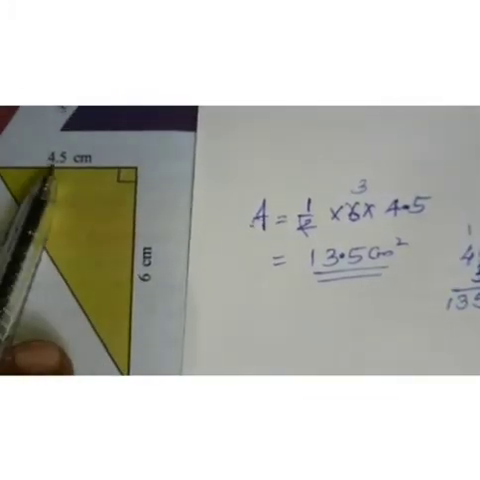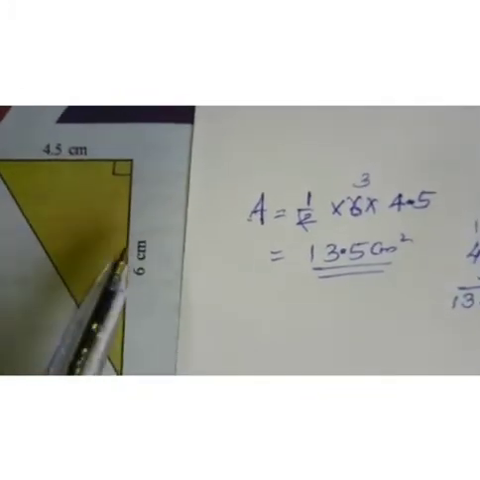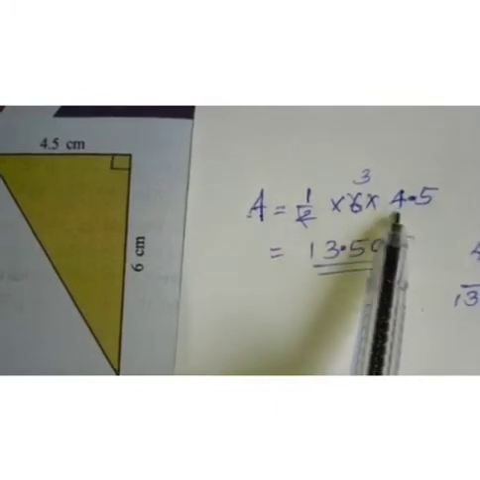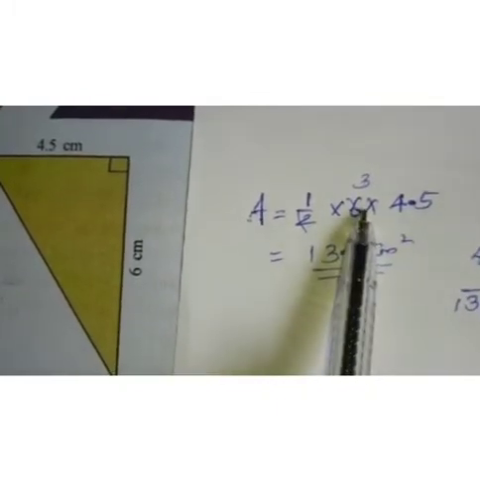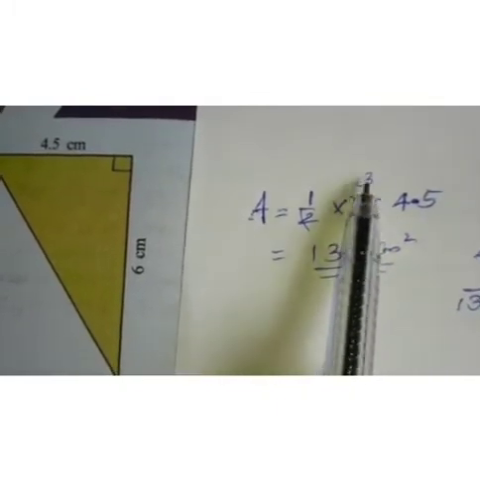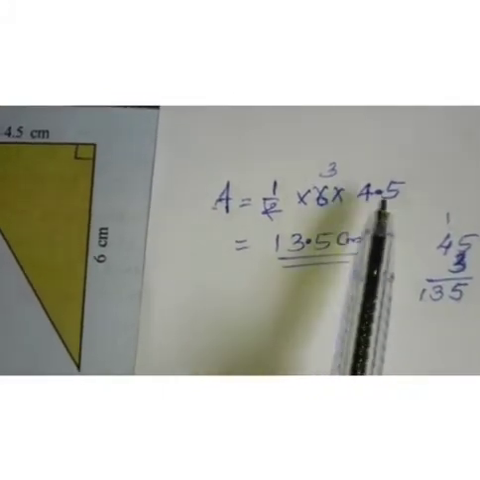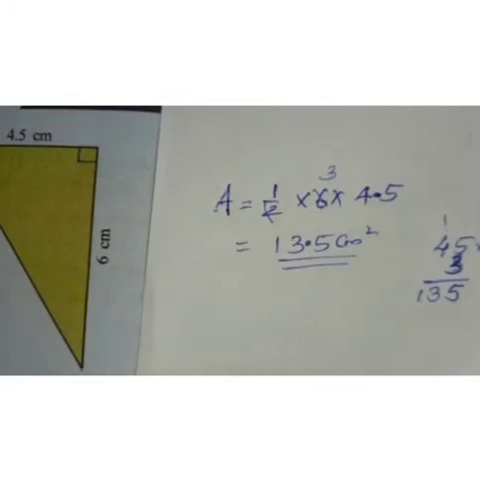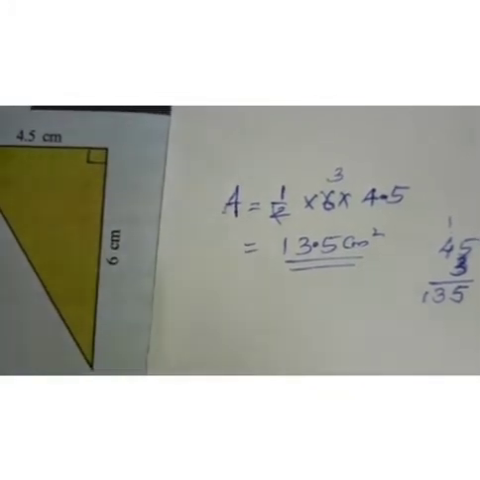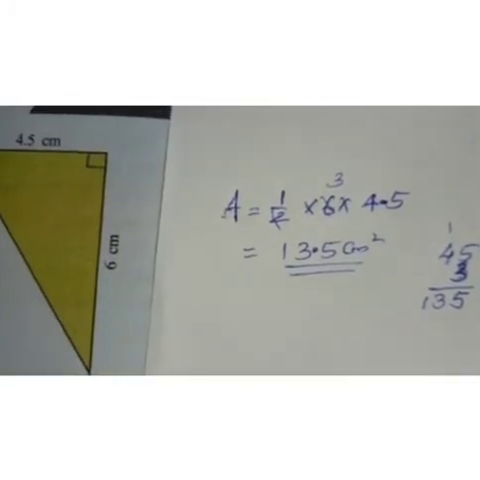So 6 and 4.5 are the perpendicular sides. Half into 6 into 4.5. 2 and 6 should be cancelled, you get 3. So 3 into 4.5, we are getting 135. And 1 decimal, you have to keep like this. So in the answer, we are getting 13.5 centimeter square.